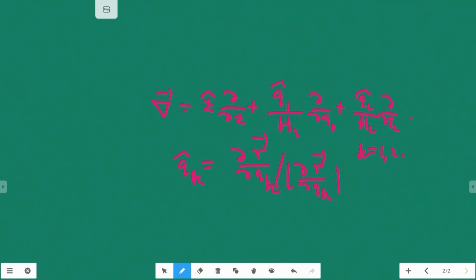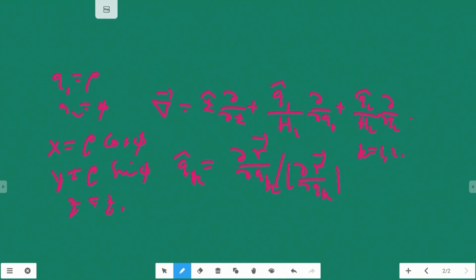For example, in the case of the plane polar coordinate system, you write x is equal to rho cos phi, y equal to rho sin phi, and z equal to z. So you choose q1 as rho and q2 as phi. Then you get the cylindrical coordinate system.